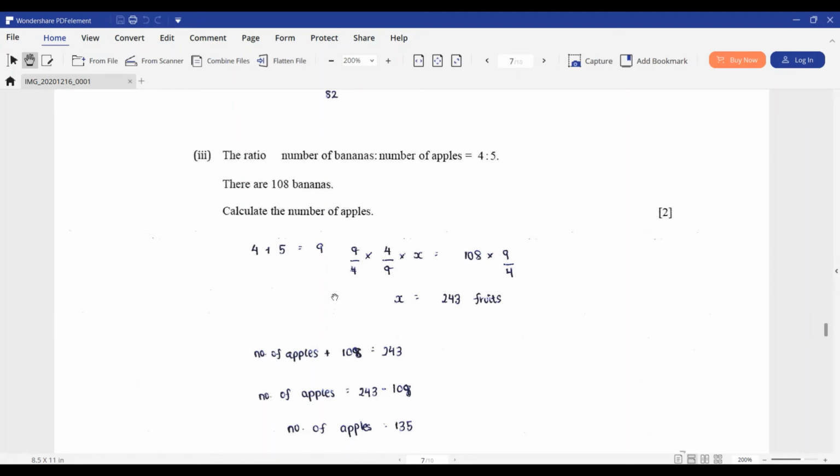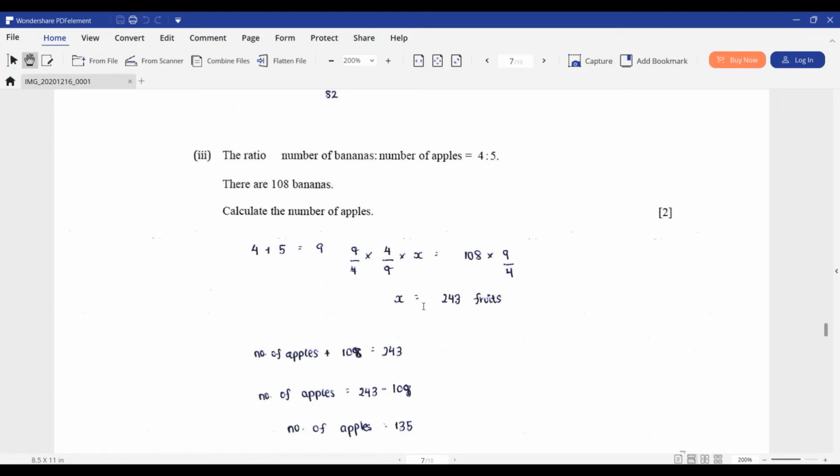The reason we want to multiply it by 9 over 4 on both sides is so that we can isolate x. Remember, whenever you're solving an algebraic equation, your main goal should be to isolate x. You need x to have a coefficient of 1 when you solve the equation. So basically x is equal to 108 multiplied by 9 over 4. Doing this is basically 243. So the total number of apples and bananas is 243.